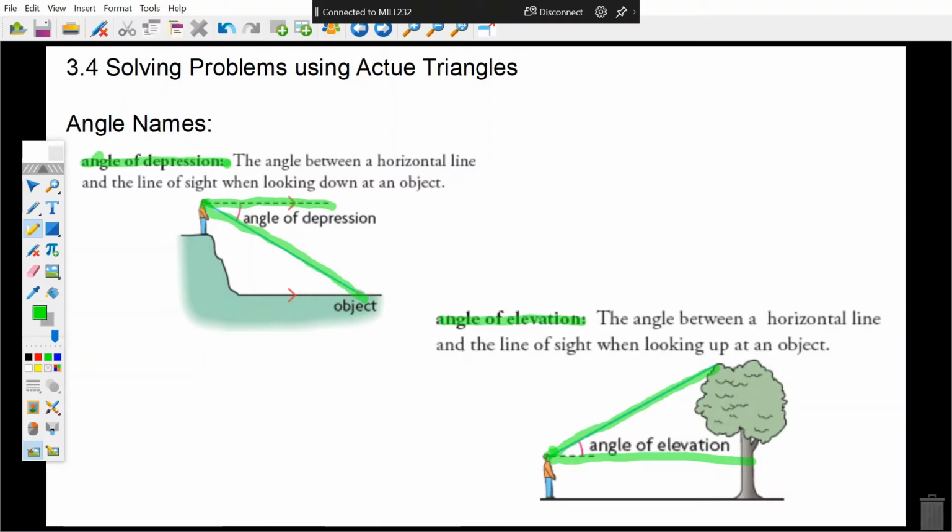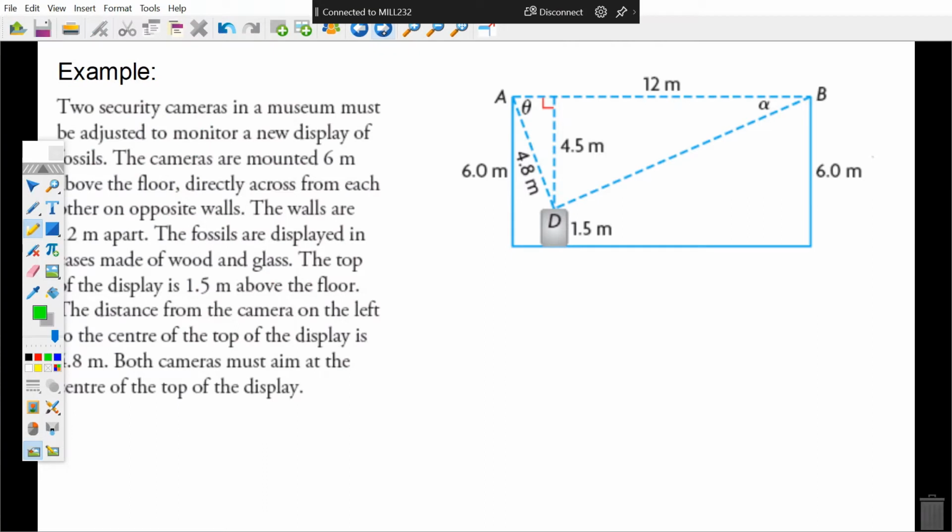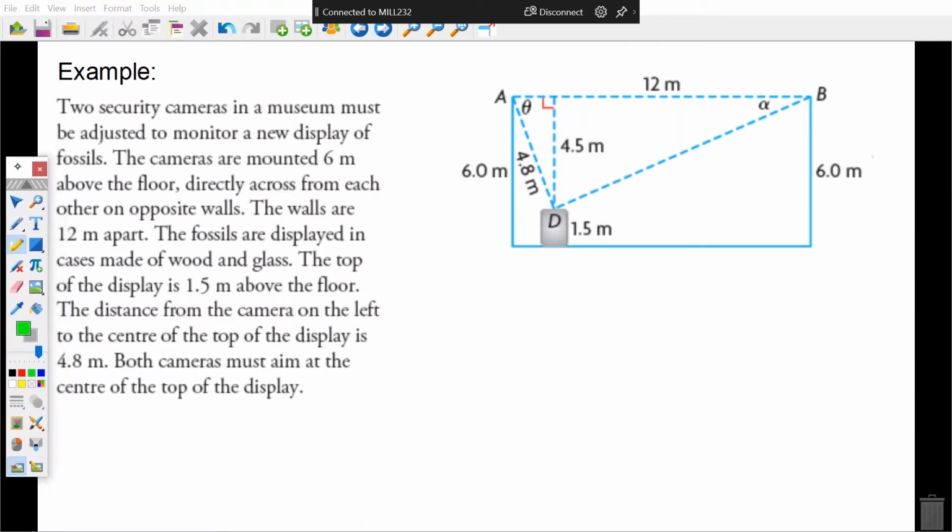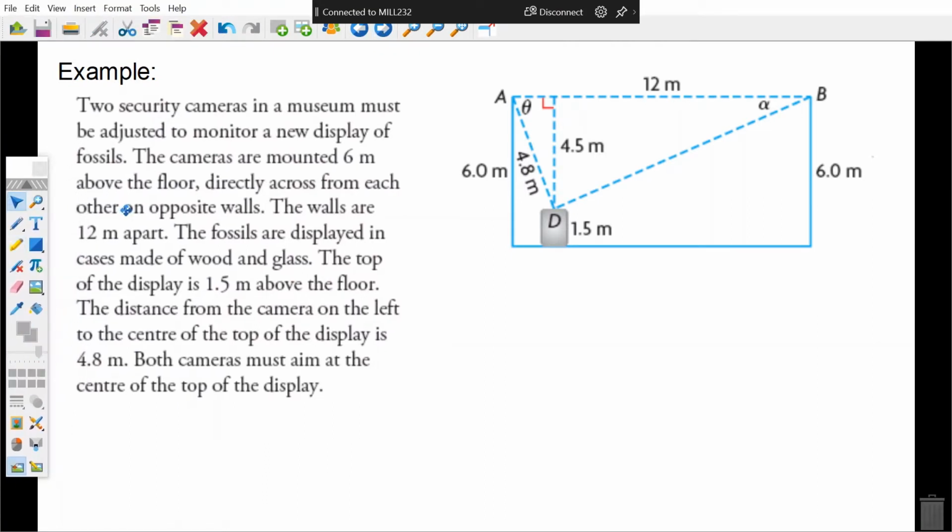Okay? Give you a moment and then we'll look at the example. We've got 3 or 4 examples to go through together today. And then you'll be ready to write the exam. All right. So here's an example. Let's move this over a bit.